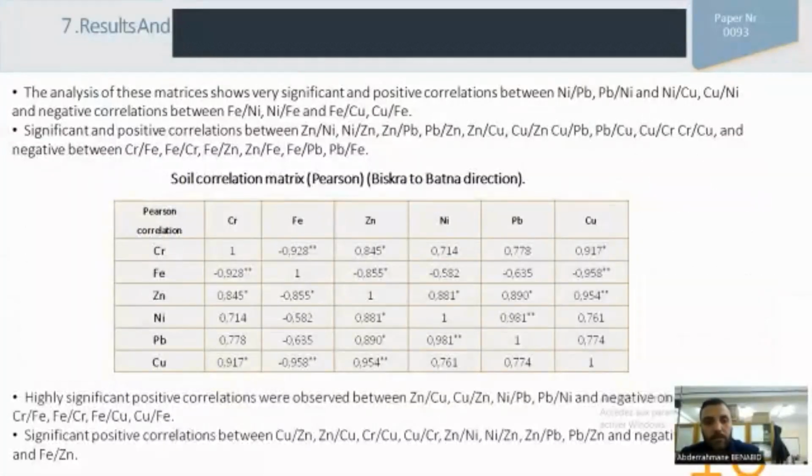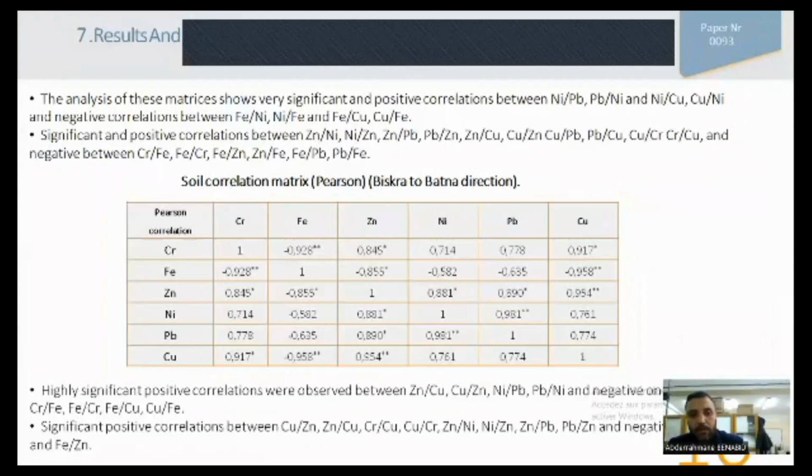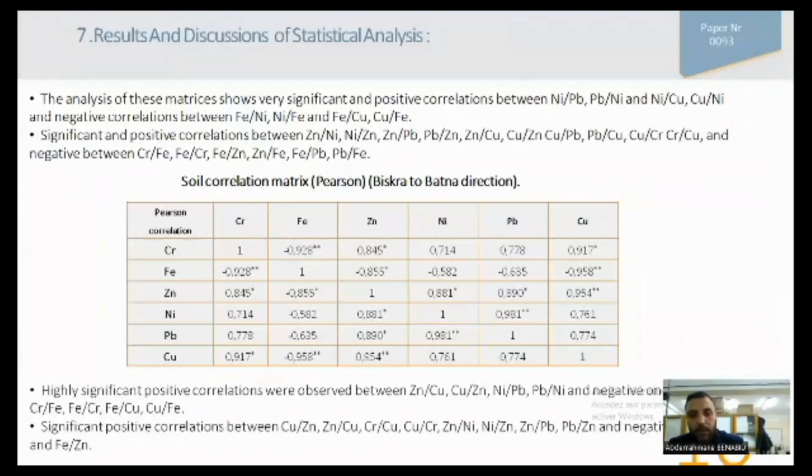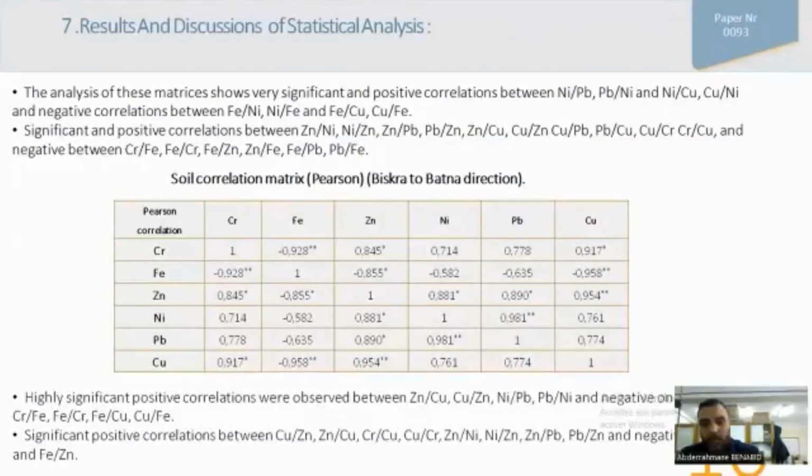Highly significant positive correlations were observed between zinc and copper, nickel and lead, and negative ones between chrome and iron, and iron and copper. Significant positive correlations between copper and zinc, chrome and copper, zinc and nickel, zinc and lead, and negative between zinc and iron.